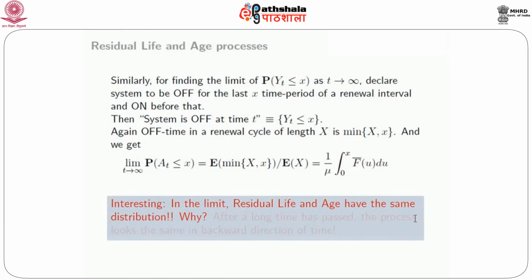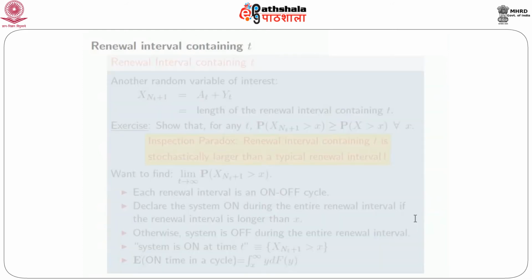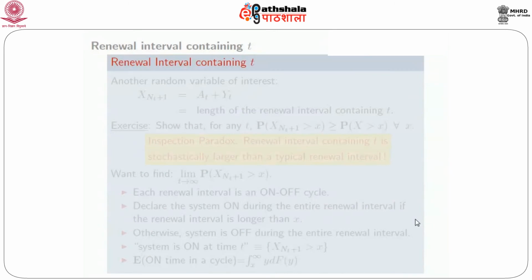Now does it contradict intuition? Well, after a long time has passed, the process looks the same in the backward direction of time. So that's basically the intuition. The process in the forward direction and backward direction looks the same after a long time has passed. Okay, next I want to look at the renewal interval containing t.